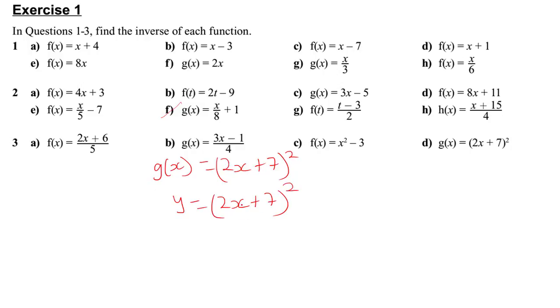Now, you don't need to open this bracket here. It's unnecessary. All you need to do is make x the subject. And the way you can do that is to do the opposite with this square first, which is square rooting both sides.